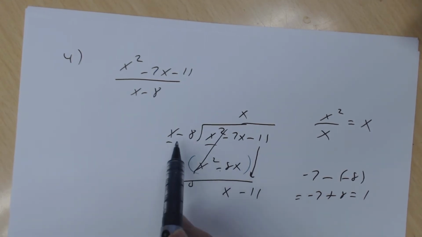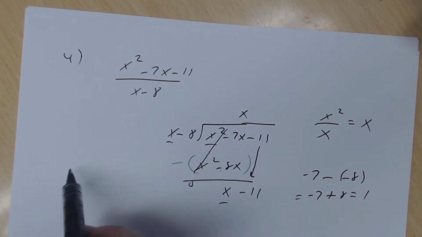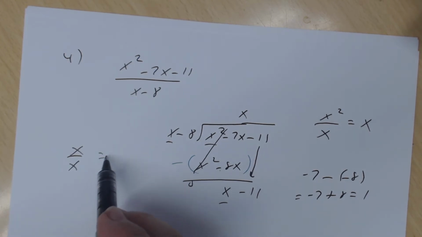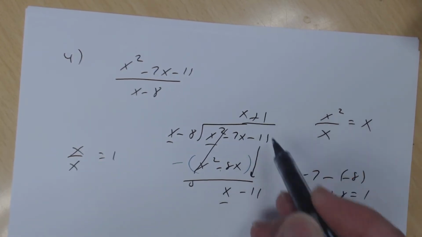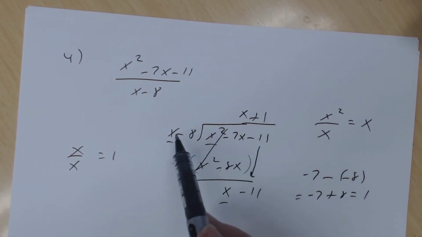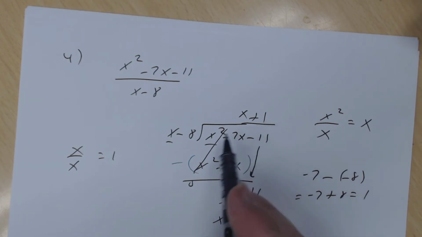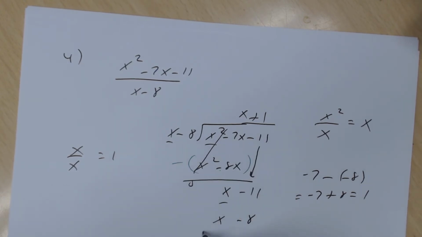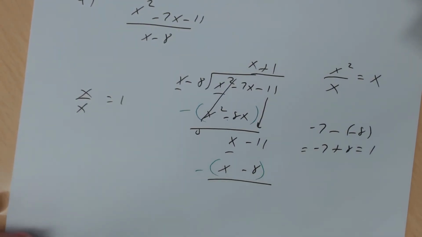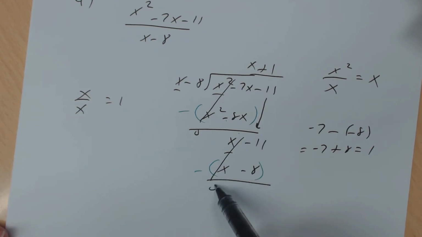All right, so then you do the process all over again. First into first. So x into x, that's what you're saying. x into x is 1. So it becomes plus 1. And then you do the multiplication all over again. 1 times x is x. 1 times a negative 8 is a negative 8. See how I'm lining up like terms? And then you subtract. So x subtract x is 0.